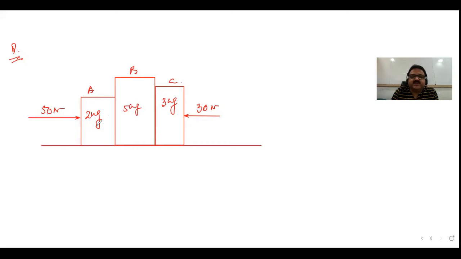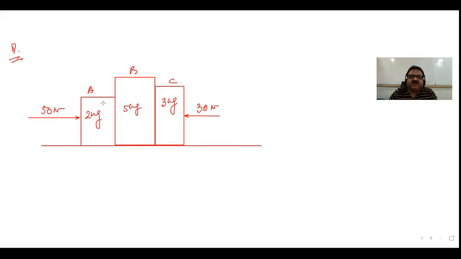Look, another problem is given here. There are 3 masses, 2 kg, 5 kg and 3 kg, in contact with each other. 50 Newton force is acting from left towards right on the mass 2 kg and 30 Newton from right towards left on the 3 kg mass. Now the question is, find the contact forces between A and B and between B and C, as well as the acceleration of the system.